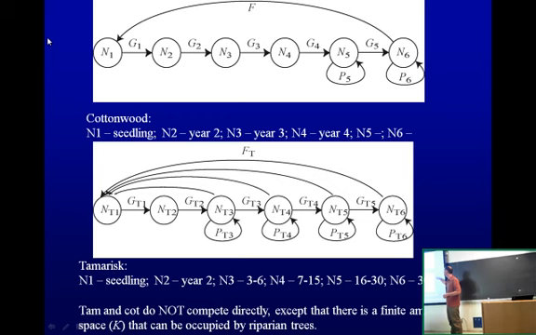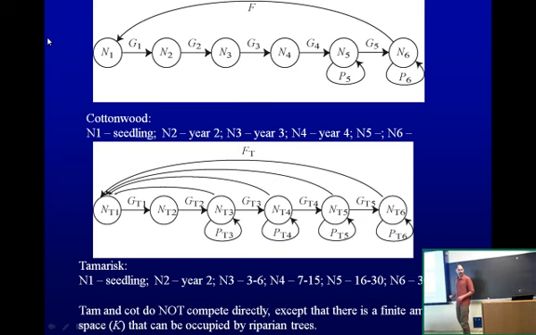So we're taking the same approach, but tamarisk has sort of a different life stage structure here. So we have these different classes, seedlings, year two, year three to six here. But by year three to six, they already become reproductively active. So those can produce seeds already at that early age. Whereas cottonwood, you have to wait basically until year 10. And all of these successive stages can also produce seeds. So slightly different life history, slightly different dynamics.